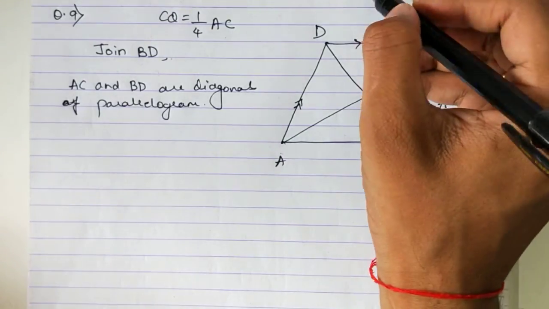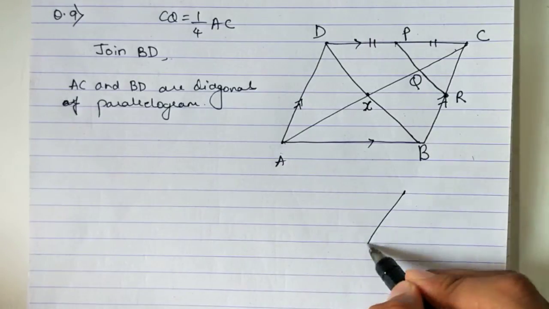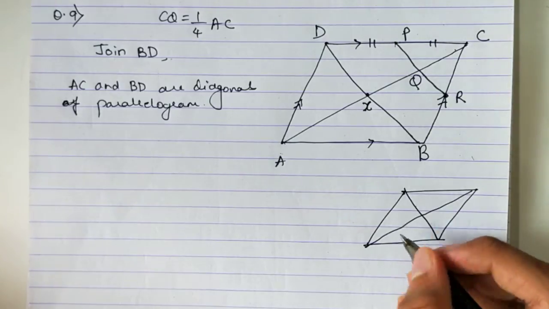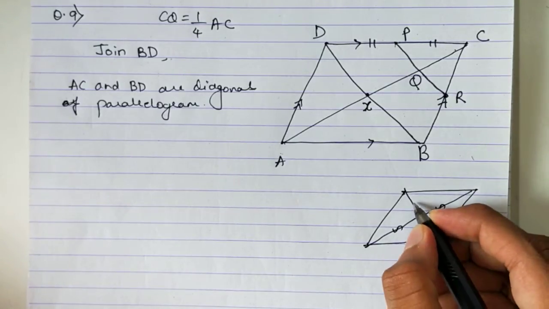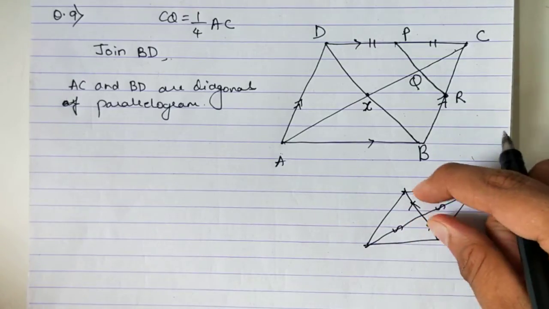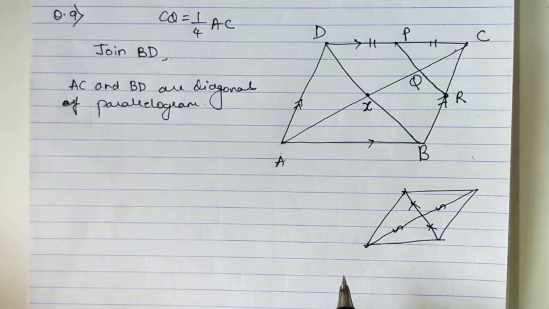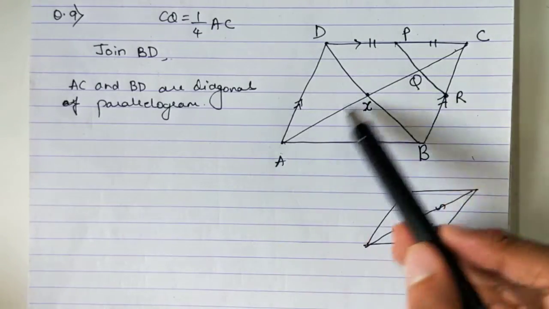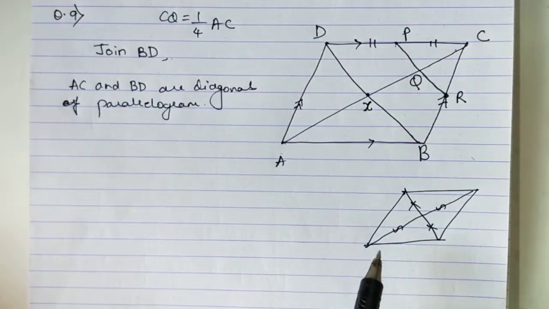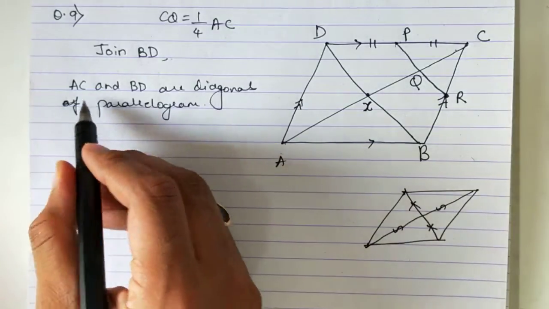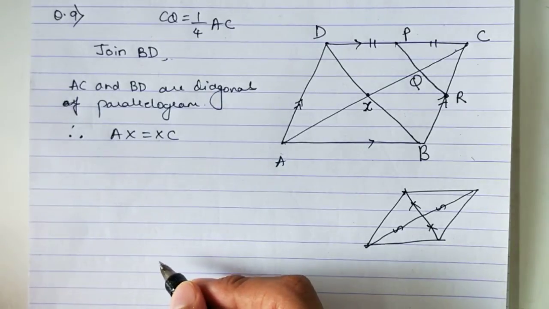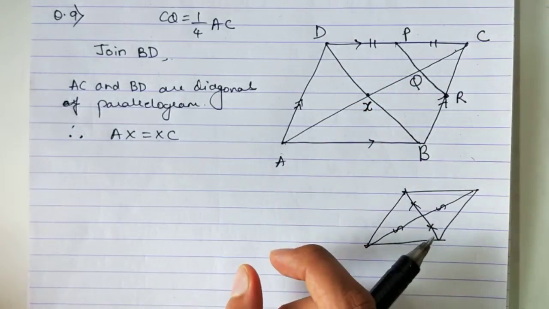Bisect each other means, see, let's say there is a parallelogram here and you draw the diagonals like this. These diagonals bisect each other, meaning they are in equal parts. These two parts are the same and these two parts are the same. This is the property of a parallelogram. Okay, so here also if AC and BD are diagonals, these two parts are equal, AX and CX. Therefore AX is equal to XC. These both parts are equal.